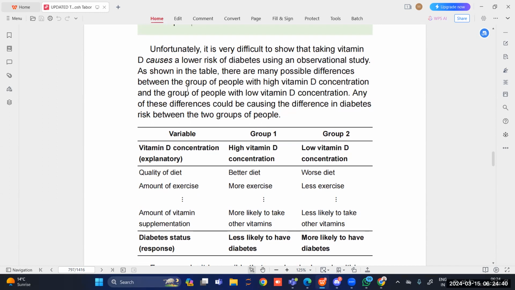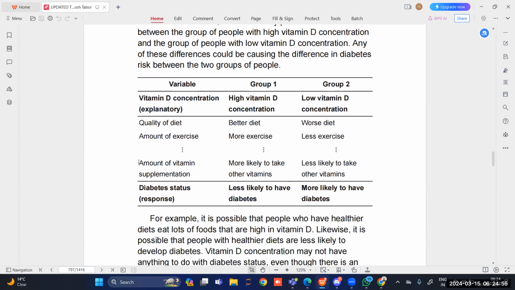As shown in the table, there are many possible differences between the group of people with high vitamin D concentration and the group with low vitamin D concentration. Any of these differences could be causing the difference in diabetes risk between the two groups. It means what he is trying to say with the table that he has drawn.